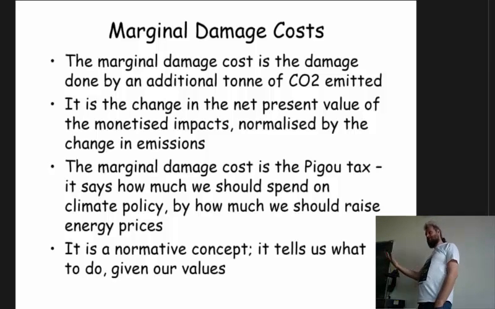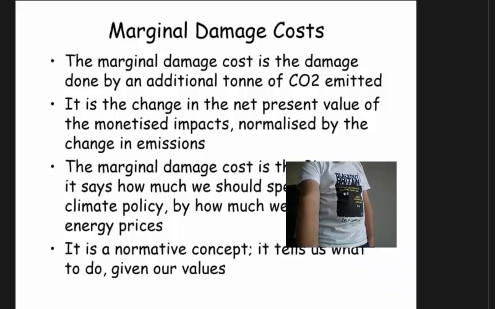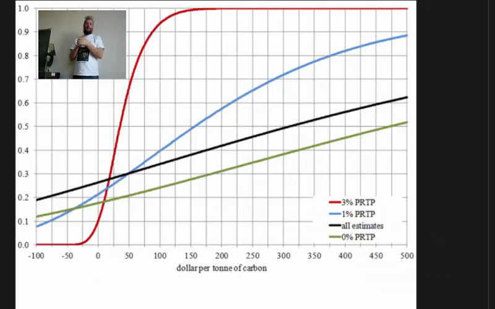It tells us what to do, but it also depends on what we think our values should be. There's been, last time I counted, this is now almost a year ago, 753 estimates of the good tax, the marginal damage cost, the social cost of carbon. And for the moment, I use these terms interchangeably. You may think that is odd.